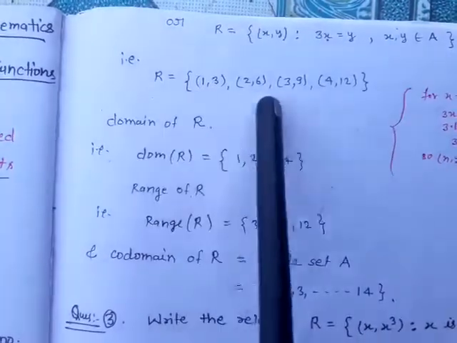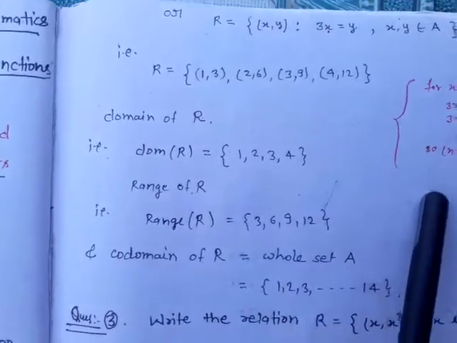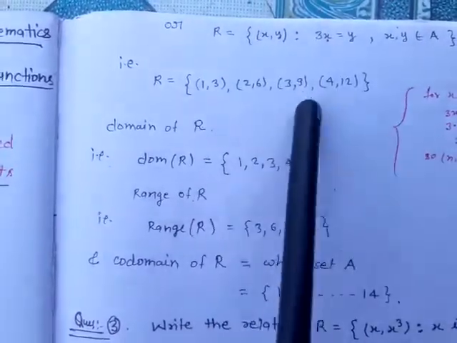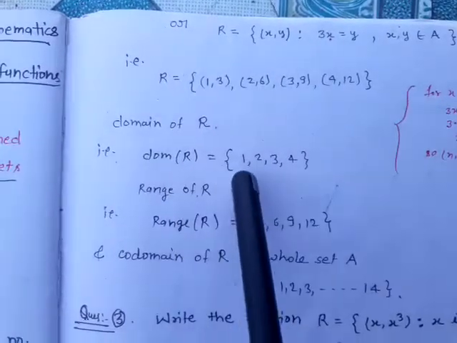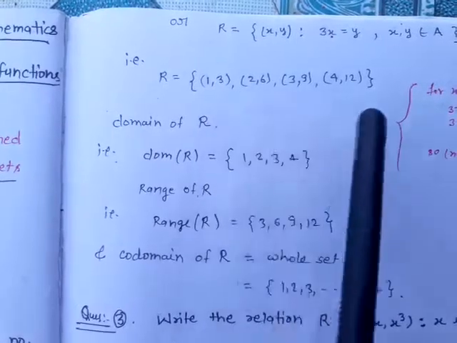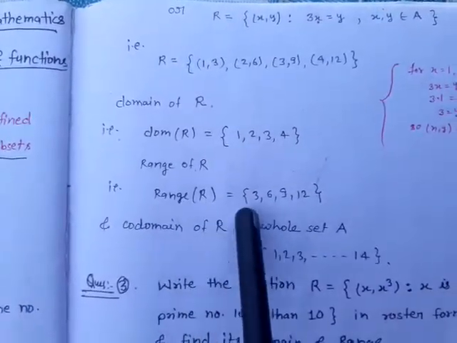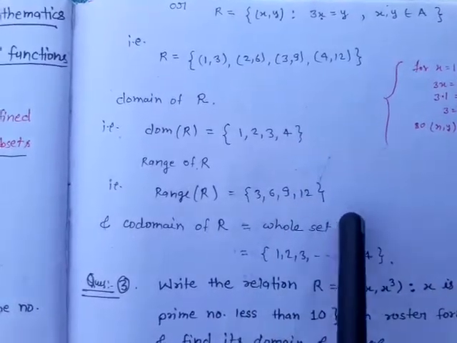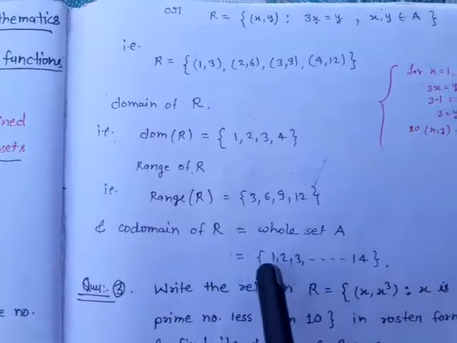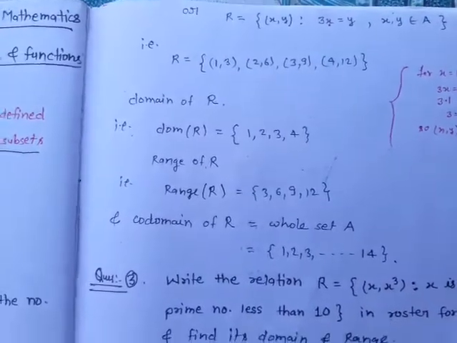This is the relation in roster form. Now what is the domain? The domain is all the first elements in the ordered pairs, that is 1, 2, 3, 4. The range is the collection of all second elements: 3, 6, 9, 12. And the codomain is the whole set A, that is 1, 2, 3, ..., 14. Similarly, we move to the third question.